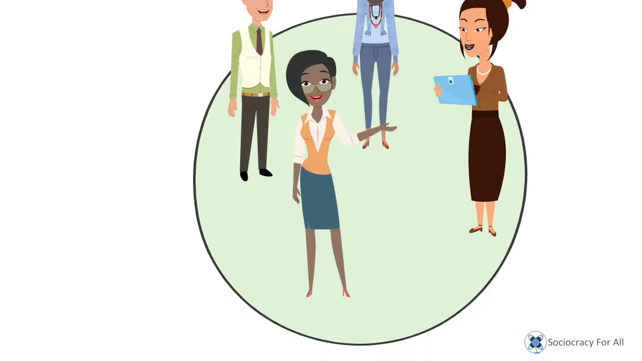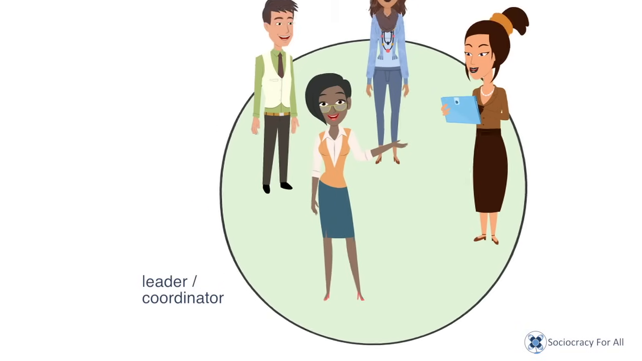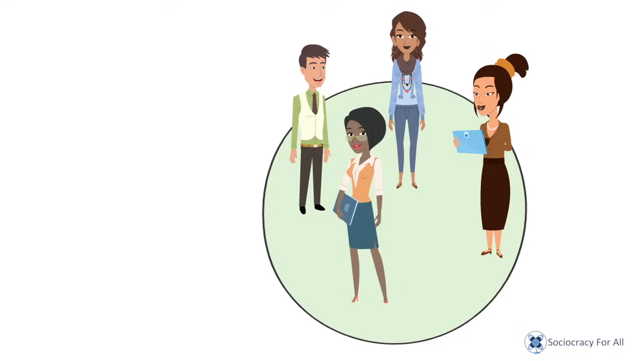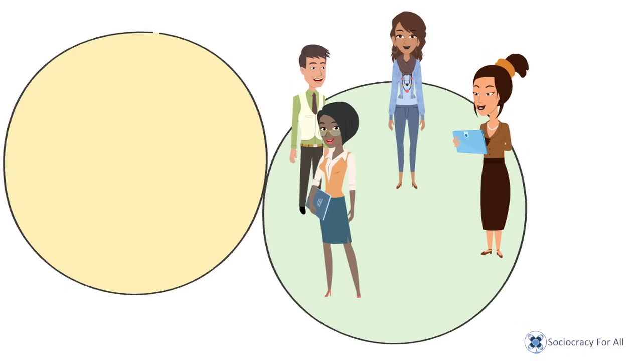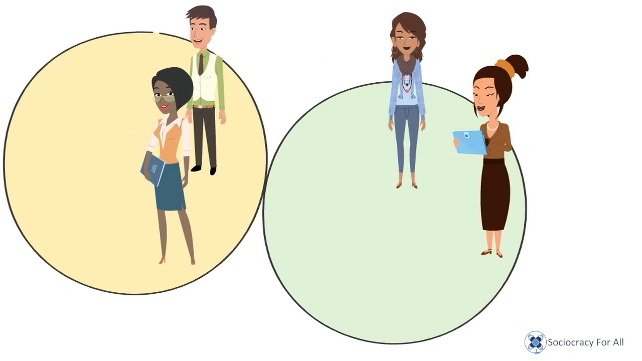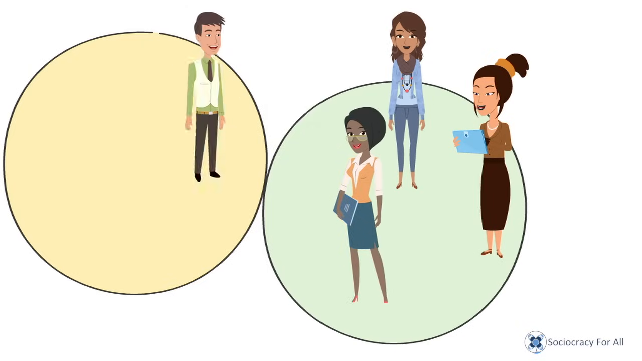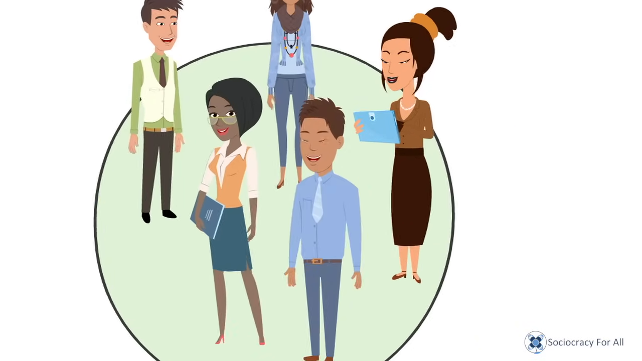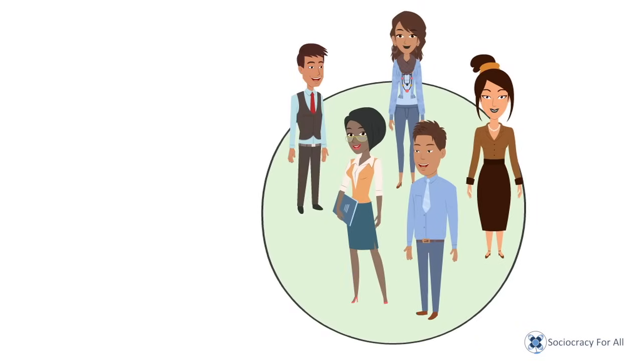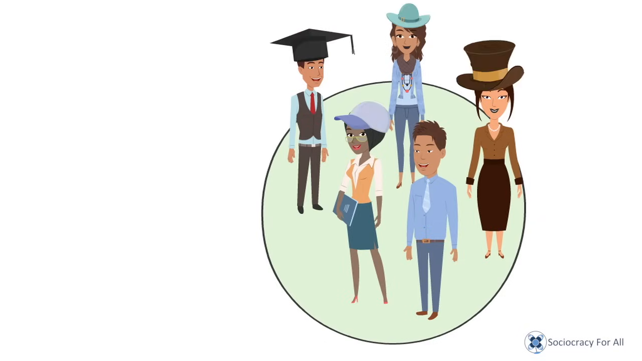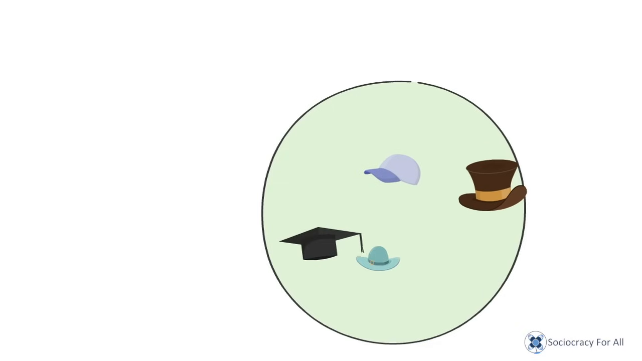The circle leader or coordinator oversees the operations and makes sure everything gets done. Both the leader and the delegate, as you know, are part of the parent circle. As you can see here, not everybody has a circle role in that circle. We often compare roles to hats that we wear in a circle.